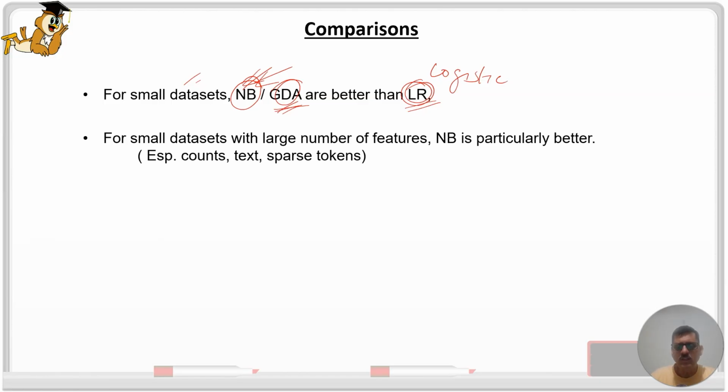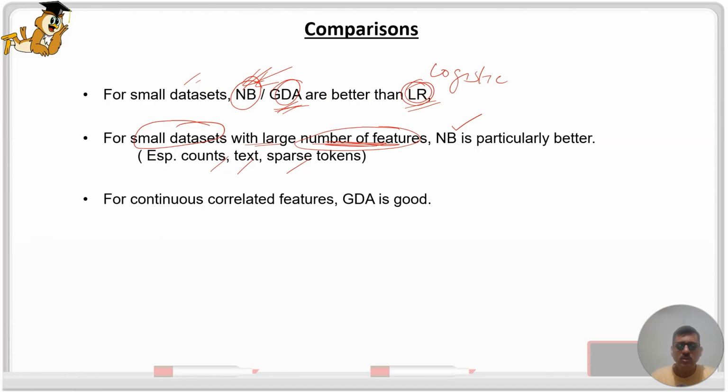For small data sets with a large number of features, so when the number of features is very high or not commensurate with the size of the data set, NB works very well, and we know why that is the case. It's a simpler model, its complexity is less, and therefore the variance errors are going to be less typically. This is particularly true for problems where you are parsing text, or where you have very sparse tokens, or for example email versus spam and so on.